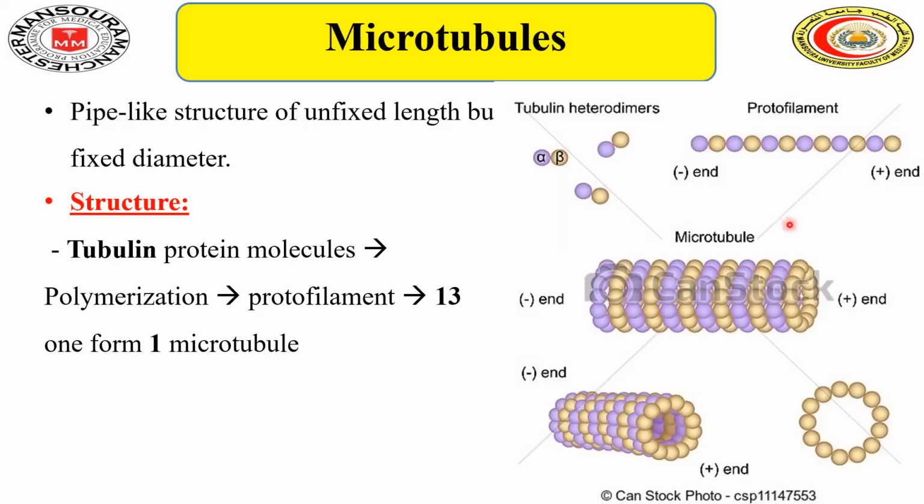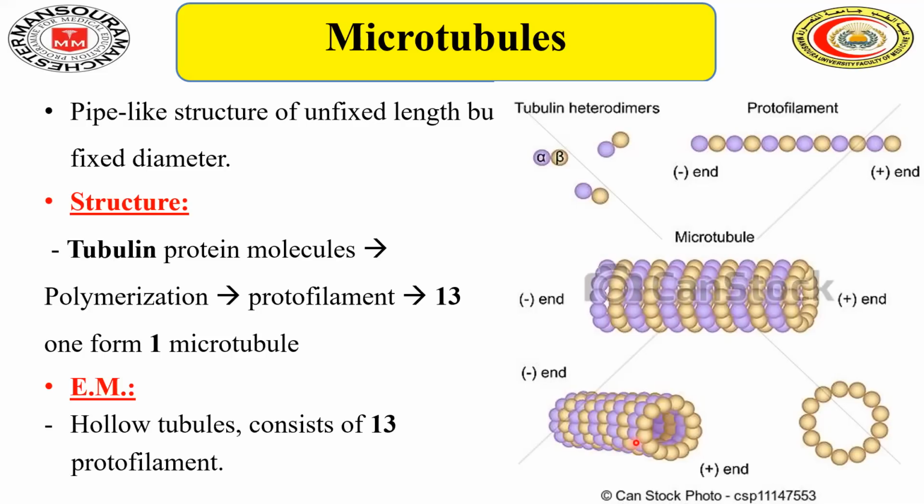When protofilaments are arranged in a tube manner, 13 protofilaments in a cylindrical form, they form one microtubule. So again, tubulin proteins or tubulin dimers are arranged head to tail to form one protofilament, and 13 protofilaments arranged in a cylindrical form, like a tube. This tube is called microtubule. This is regarding the structure of microtubules.